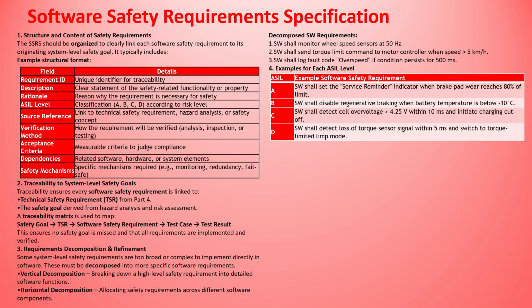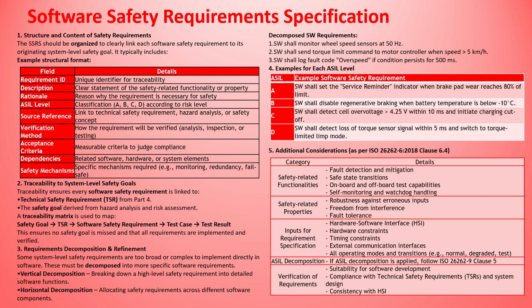Definitely. And then ASIL D, highest level. Think critical braking or steering functions. An example might be, the software shall detect the failure of the primary steering angle sensor within 10 milliseconds and activate the redundant sensor pathway to maintain steering assist. The speed, the consequence, it's life critical. Wow, the timing requirements alone show the difference. Absolutely. And beyond these specific function requirements, the SSRS covers fault detection and handling what happens when things go wrong. How does it transition to a safe state? How robust is it against garbage inputs?